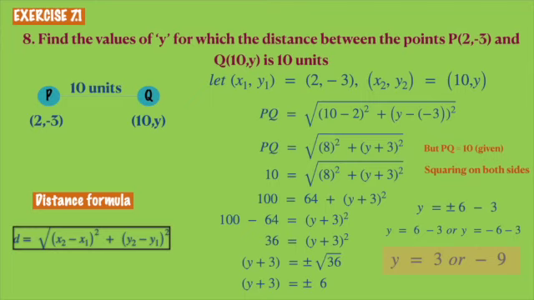Both the values are going to satisfy the given condition of the problem. The problem is that the distance between the two points is 10 units. Therefore, the coordinate of the point Q may be (10, 3). In that case also, the distance becomes 10 units. If it is (10, minus 9), then also the distance between P and Q equals 10 units. That is a very nice problem. Simple problem it is. You have to practice, write and practice. And this type of problems are very important for the public examination.